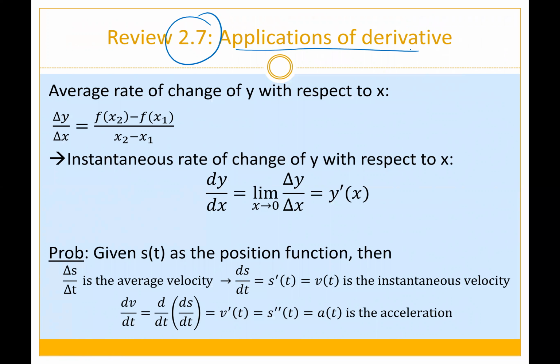Now it's just 2.7, applications of the derivative. So in this section, there's no new material at all. It's all talking about the meaning of the derivative, which I went through briefly last week when we talked about the graphical meaning of the derivative and the physical meaning as well. So when we have delta y over delta x, the change of y over the change of x, it is called the average rate of change.